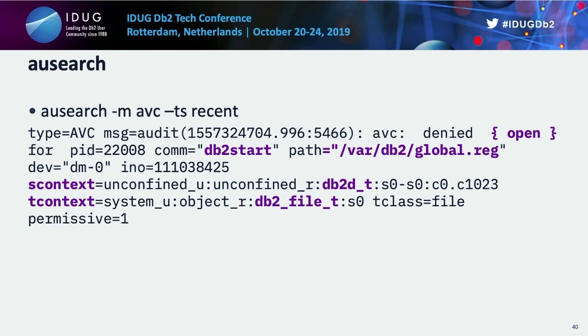What we have is db2start denied opening the global registry file, /var/db2/global.reg. Okay, so it's saying you're not allowed to open it. The source context was running db2d_t. That is the source, so that was the db2start domain that it was running in. And the target just had a db2_file_t type. So it's saying, I could not open that. That's what you're going to see written out when you run ausearch. Now this is just a fabricated example, okay?